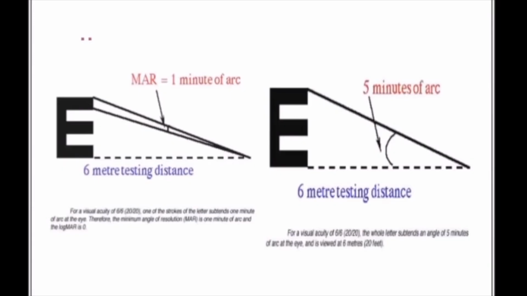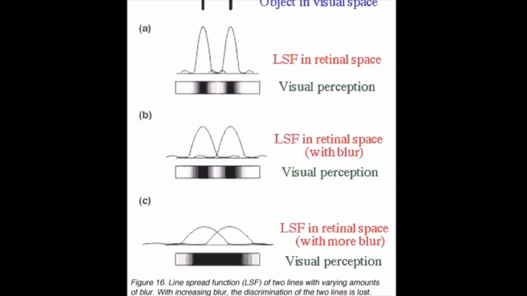Beyond this, the angle formed in the observer's eye gets smaller than 1 arc minute, and the object will blur and then finally disappear altogether.